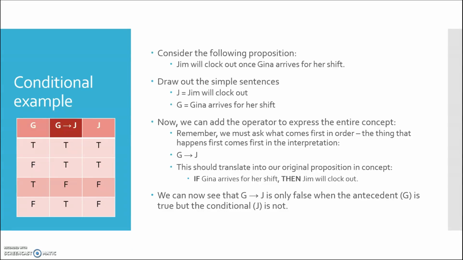Now you can see that if G, then J is only false when the antecedent is true but the consequent is not. Right? The only way that's going to be false is if Gina shows up and Jim does not clock out.